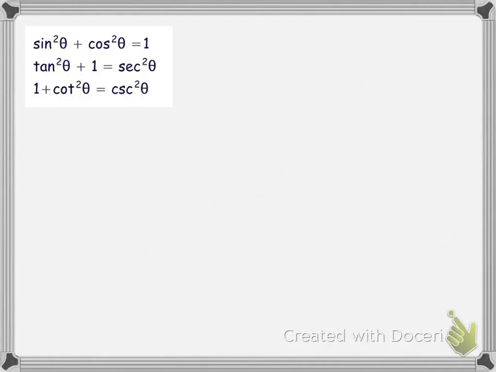Add these to your foldable. On the left side there is a spot for Pythagorean, and that's where these are going to go. These are my Pythagorean identities. And so I can use these identities to solve some equations.